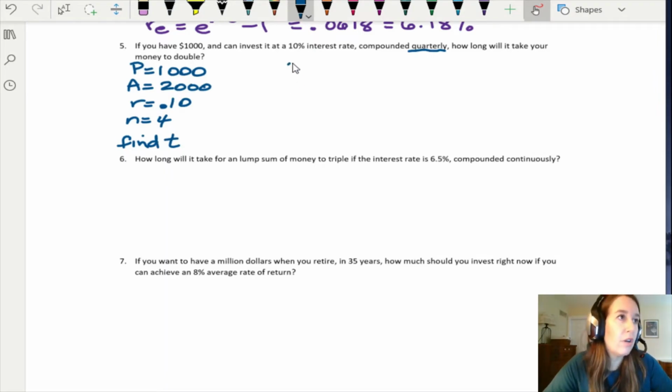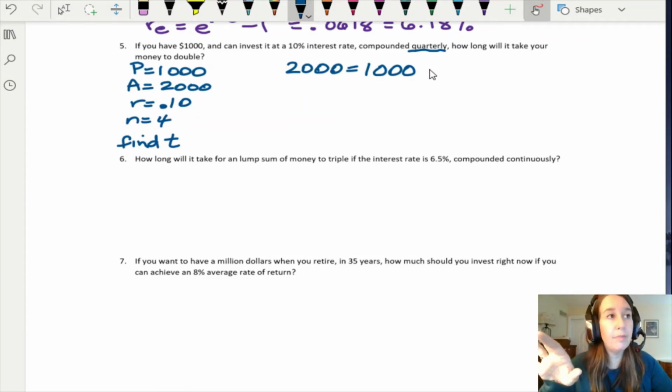Okay. So 2,000 equals 1,000. Now, you have to decide which formula to use, really between the compounding n times per year or the compounding continuous formula. Don't use the simple interest formula. That's just an introduction, so don't really use that one. So since it says compounded quarterly, we know we have to use the formula with the big parentheses, 1 plus the rate, 0.10, divided by 4, and then raise that to the nt, so 4t.